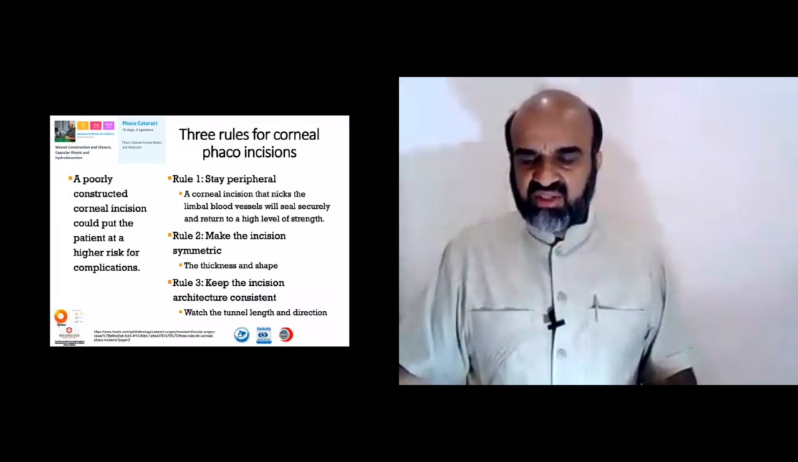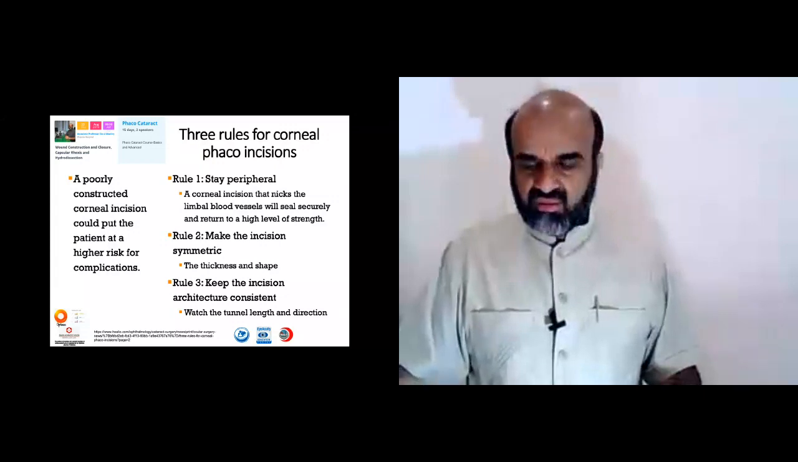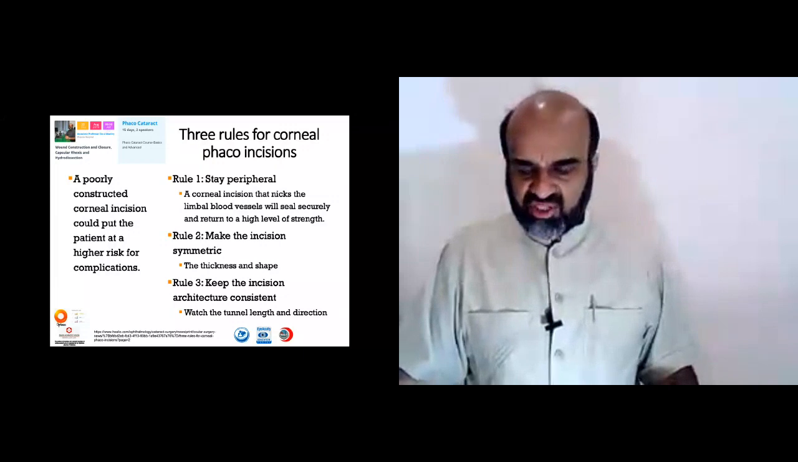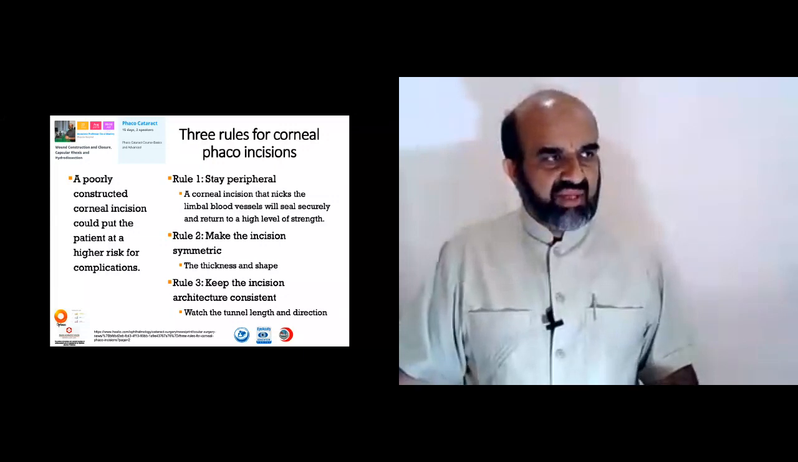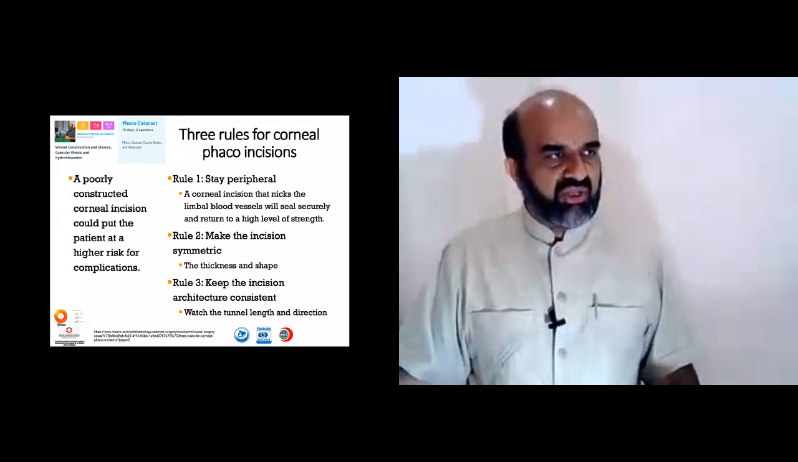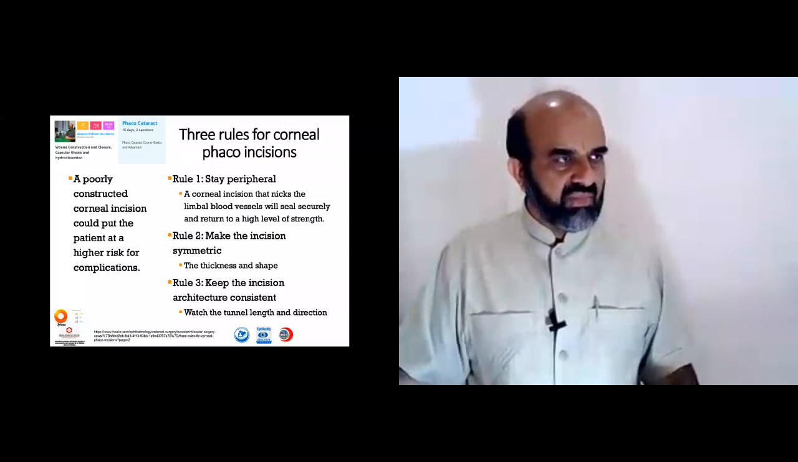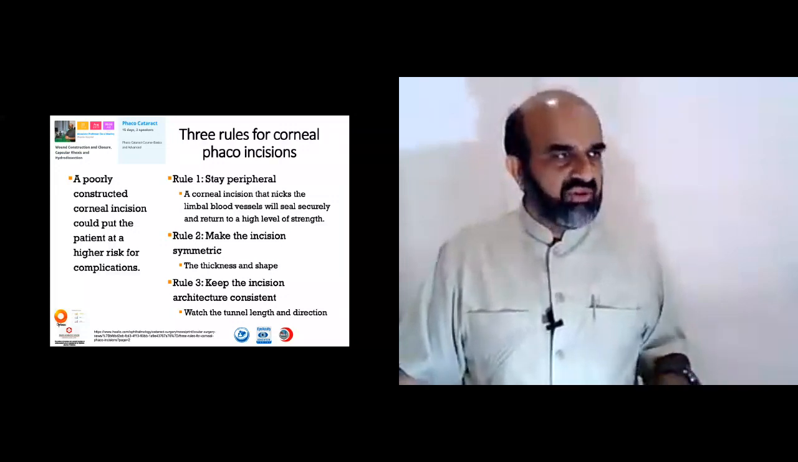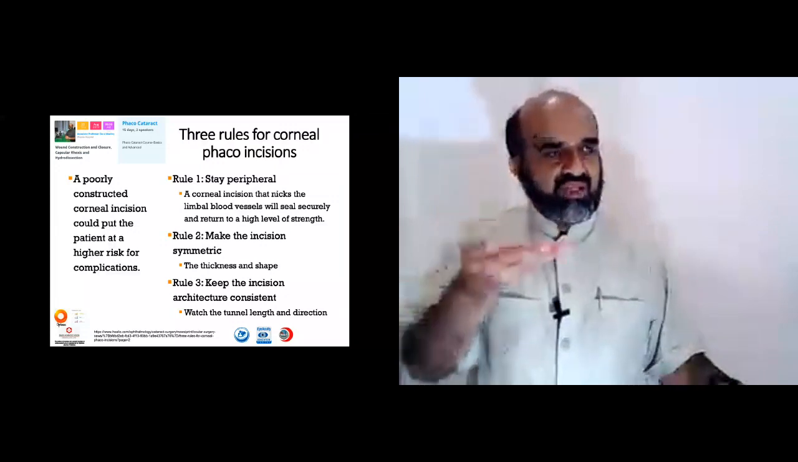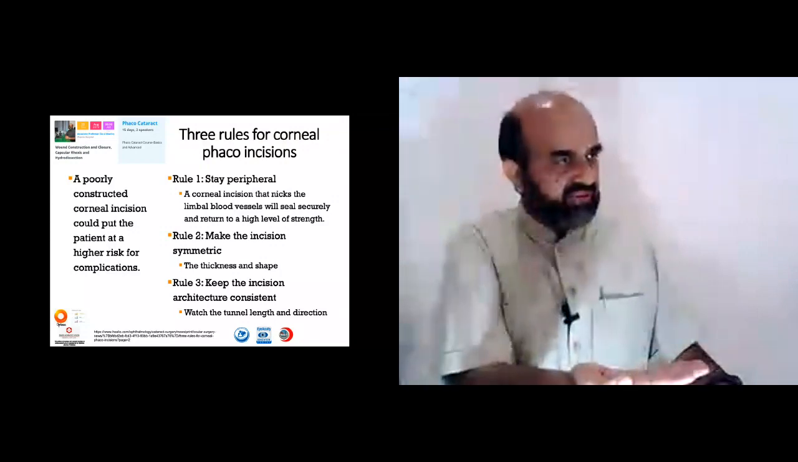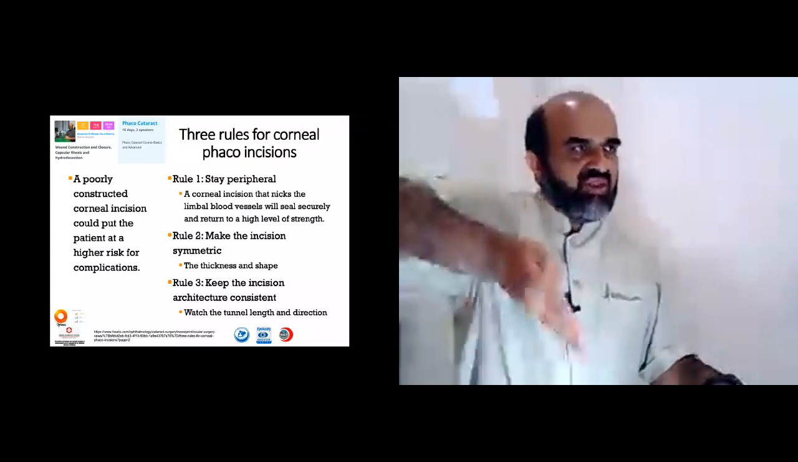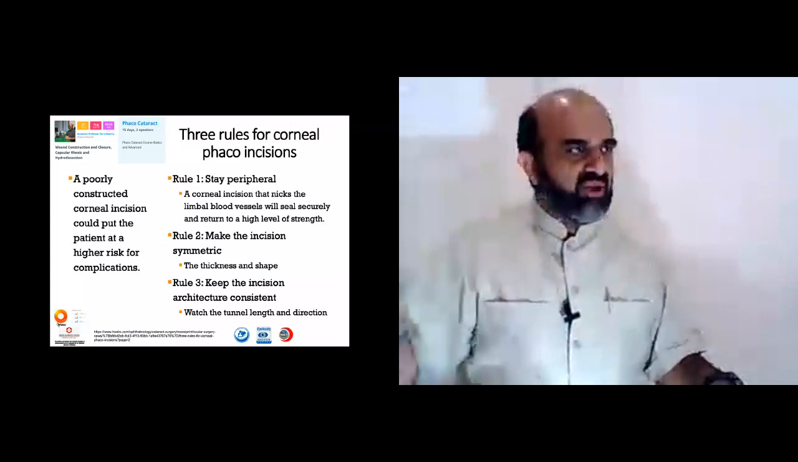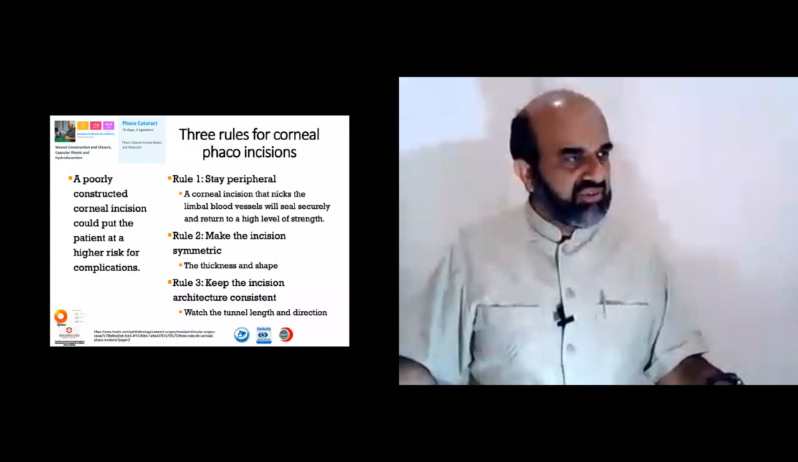A corneal incision that nicks the limbal vessels will seal securely and return to a high level of strength. Rule 2 is make the incision symmetric: the thickness and the shape of the incision. The thickness means that the roof and the floor of the incision should be equal in thickness. And how can you achieve that goal? By passing your keratome a little depressed, not parallel to the iris, but directed towards the center of the cornea initially. And in the end, you can just raise your arm and enter into the anterior chamber to make it a 2-step or 3-step incision.